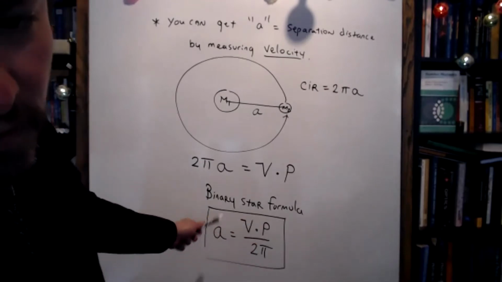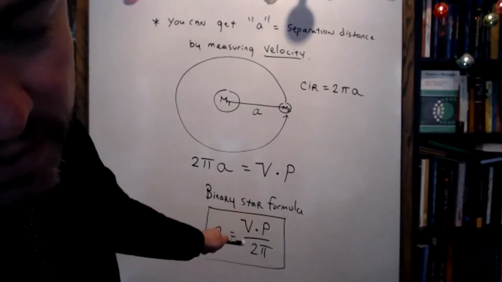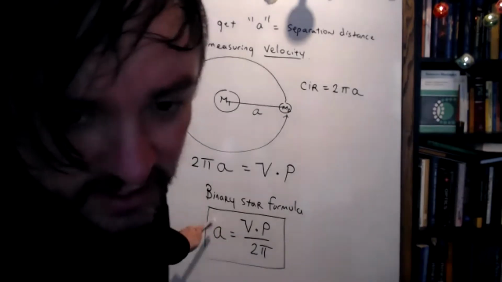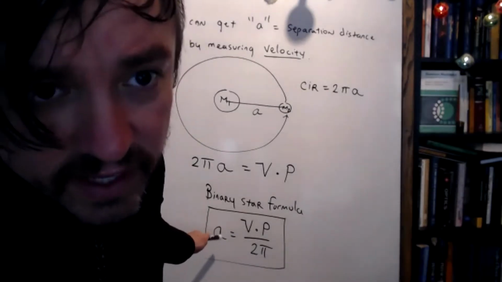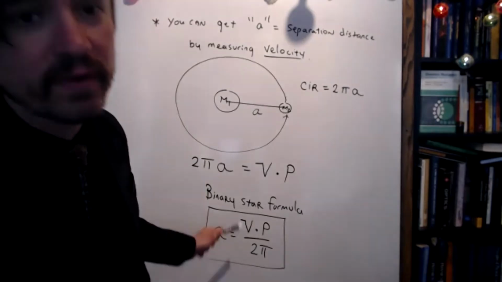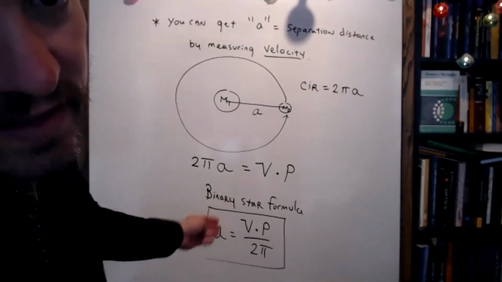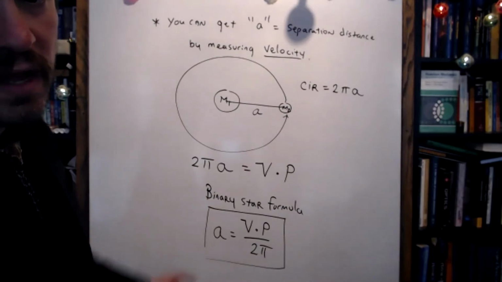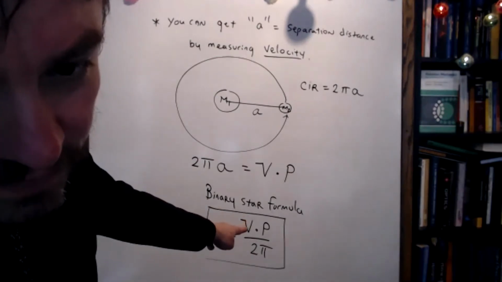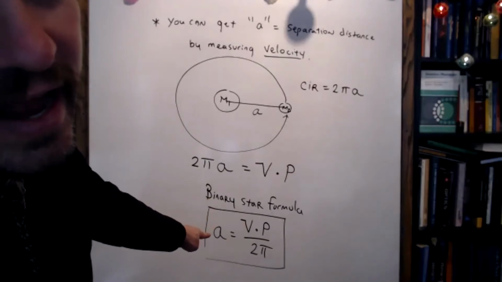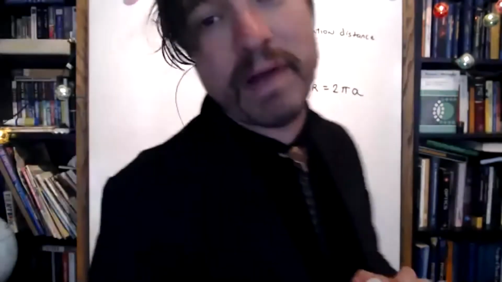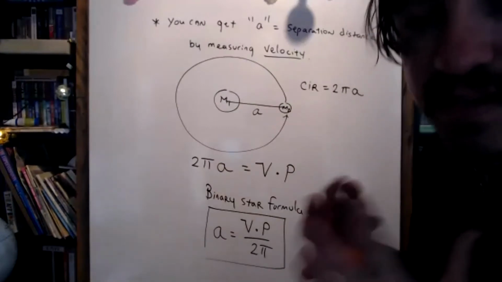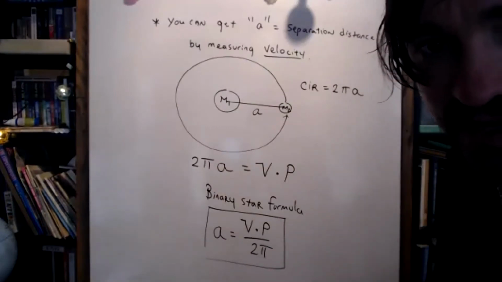This binary star formula, A equals velocity times period over 2 pi, you've already used this once in your homework. And here's a secret. You're going to do it again on your final exam. That's why we're drilling this in, to make sure that it's not a surprise to you. If I can measure the velocity, I can get A. And this is the secret behind a spectroscopic binary. We can get velocity from the Doppler effect. This is what I wanted to start off today talking about.